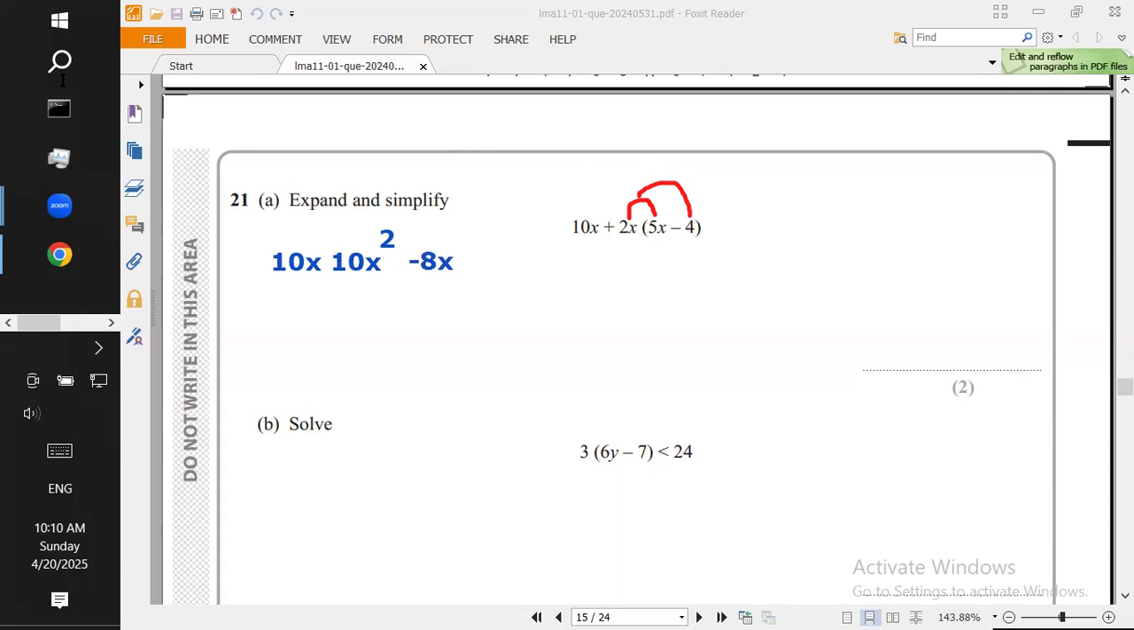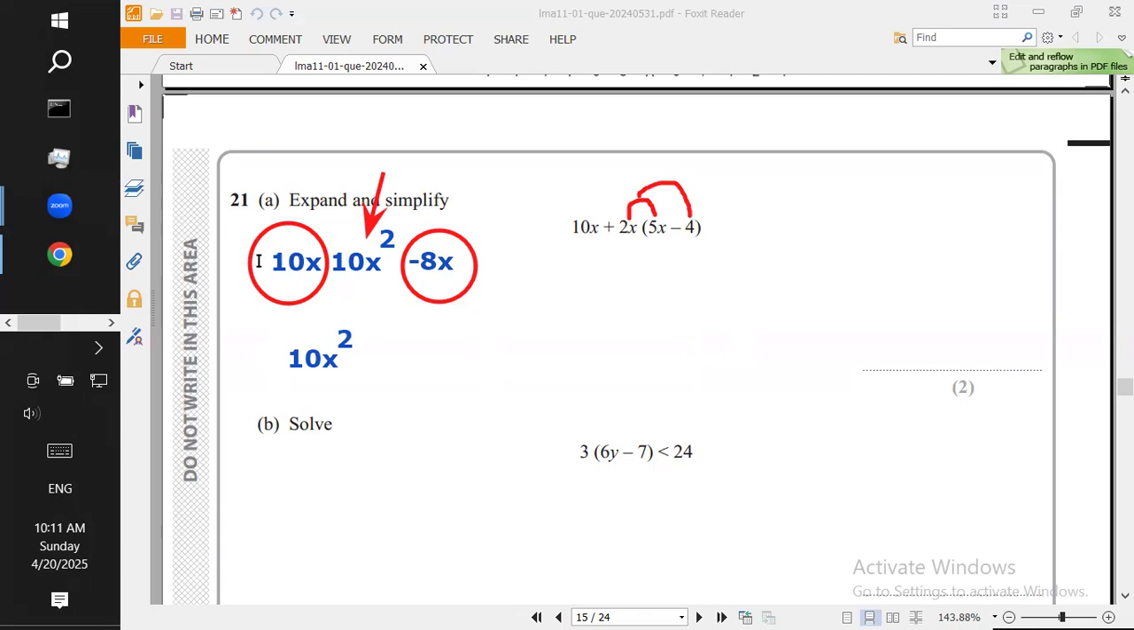Now, after expanding, I can simplify this expression by finding the like terms. Now, the like terms are the ones that have the same variables with the same powers. So these two are like terms because they have x power of 1. So I can simplify them together. But this one in the middle has a power of 2. This means there's no x with a power of 2, so it doesn't have anything like it. So I can write the first one here, which is 10x power of 2, because I'm not going to simplify it with any other expressions.